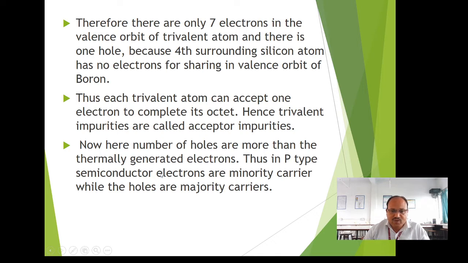So in this case, holes will be majority carriers and electrons will be minority carriers. So such a semiconductor where holes are majority carriers and electrons are minority carriers is called a p-type semiconductor. So this is p-type and n-type semiconductor.